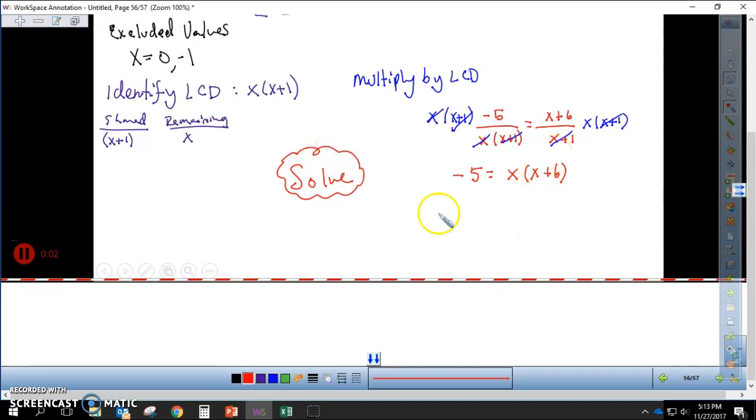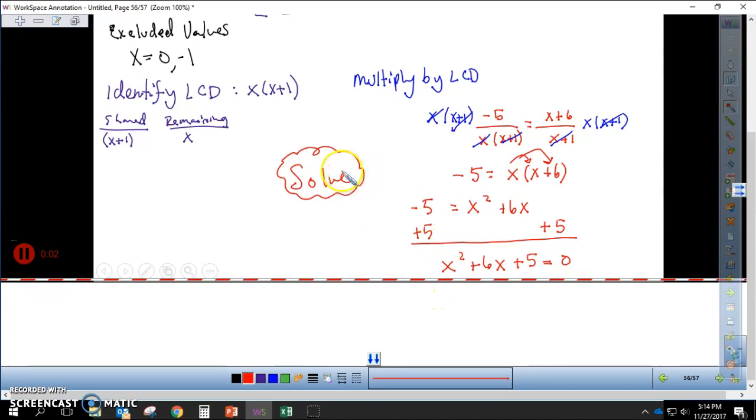Now what we're going to do is solve. So I'm going to distribute here. X times x gives me x squared. X times 6 gives me a positive 6x. And this is all equal to -5. Now I'm going to add 5 to both sides to give us x squared plus 6x plus 5 is equal to 0.